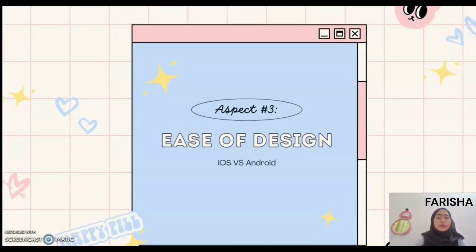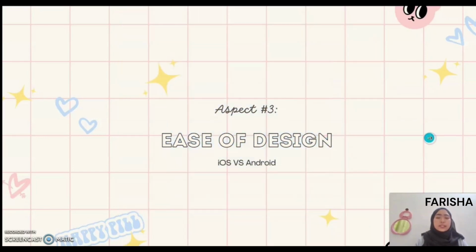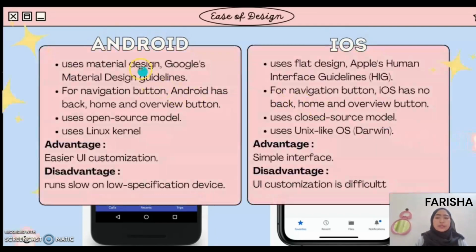Thank you, Naili, for your explanation about security. Now, I will explain about the ease of design. To design, Android uses material design, named Google's Material Design Guidelines, while iOS uses flat design, which is Apple's Human Interface Guideline, HIG, as the guidance to design.